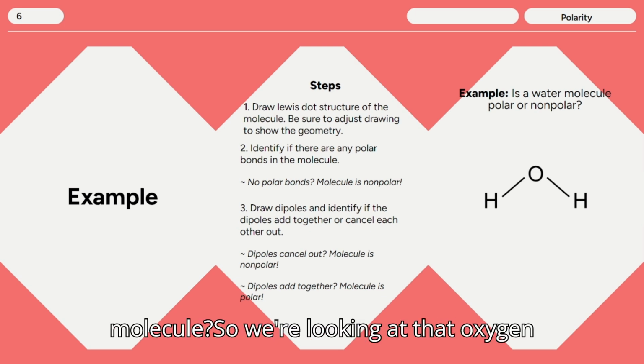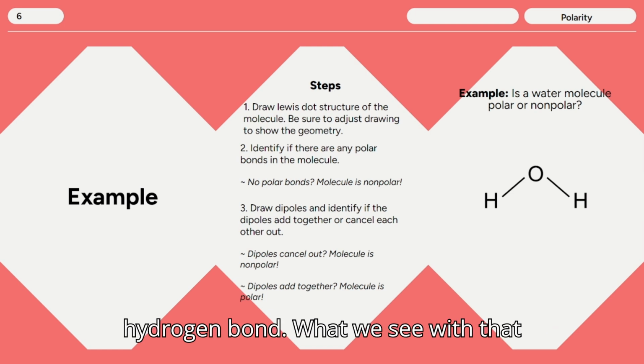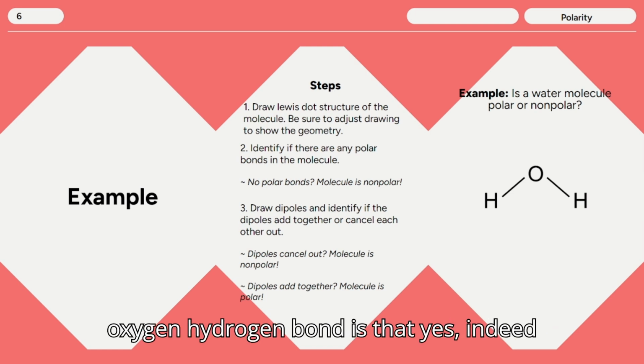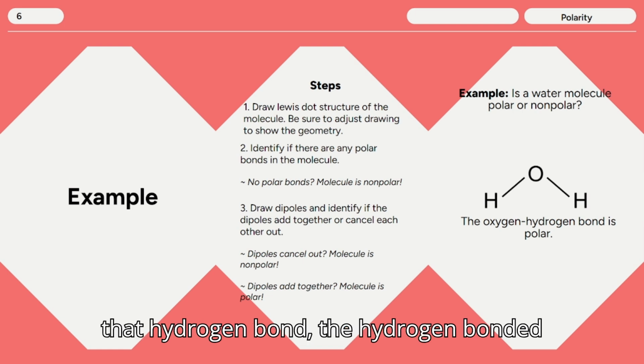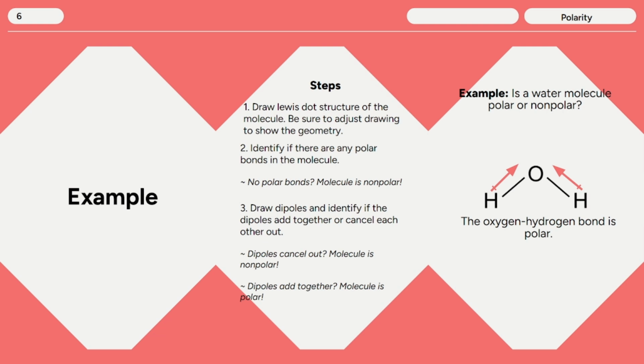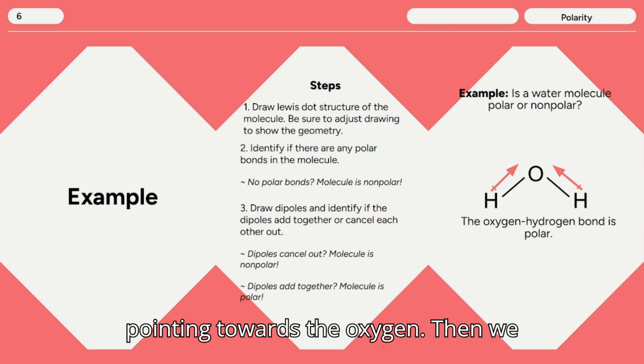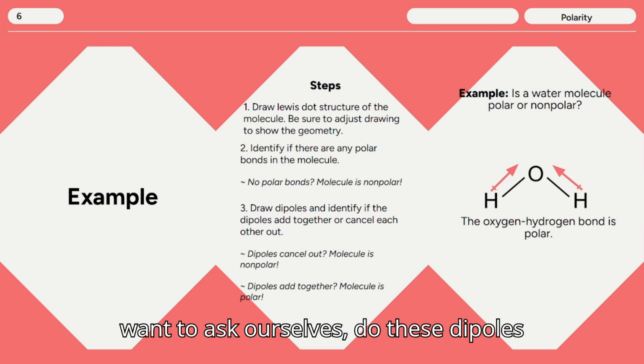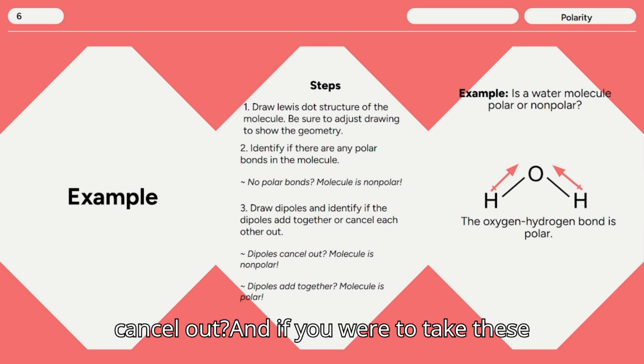So then we want to ask ourselves, are there any polar bonds within the molecule? We're looking at that oxygen-hydrogen bond. What we see with that oxygen-hydrogen bond is that yes, indeed, the hydrogen bonded to the oxygen is polar. So we're going to draw our dipoles pointing towards the oxygen.